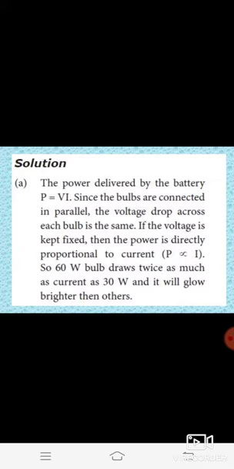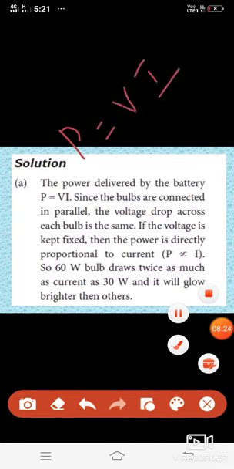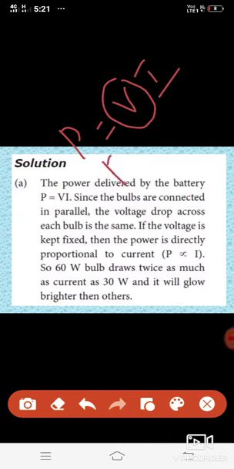We know the formula for the power, P is equal to V and I. Here the voltage is the same, so we can write P is directly proportional to I. So the 60 watt bulb draws twice as much current as the 30 watt bulb, and it will glow brighter than the other. Okay students.